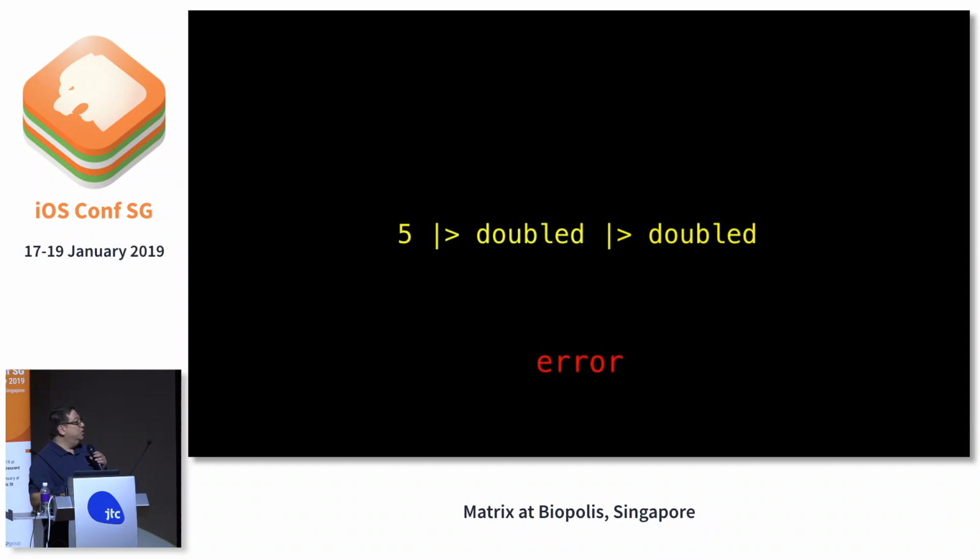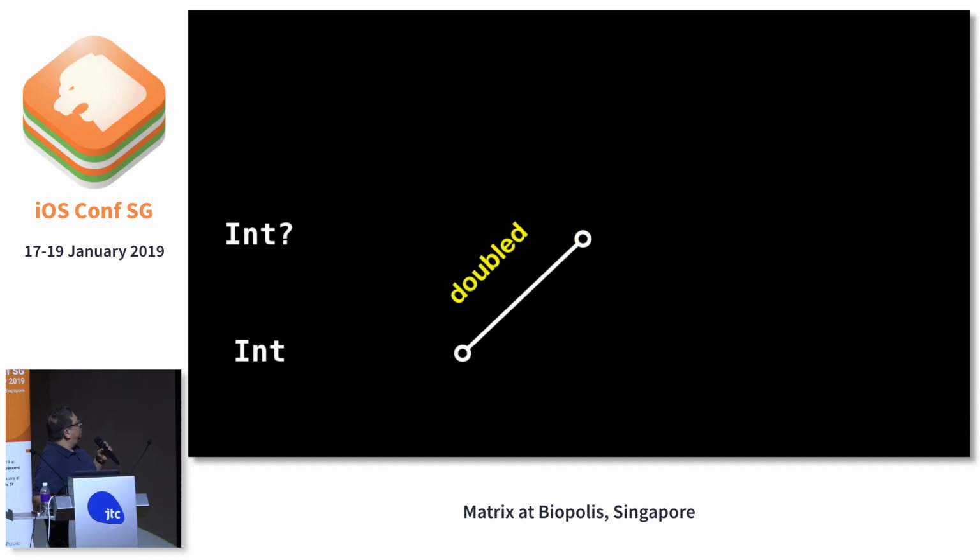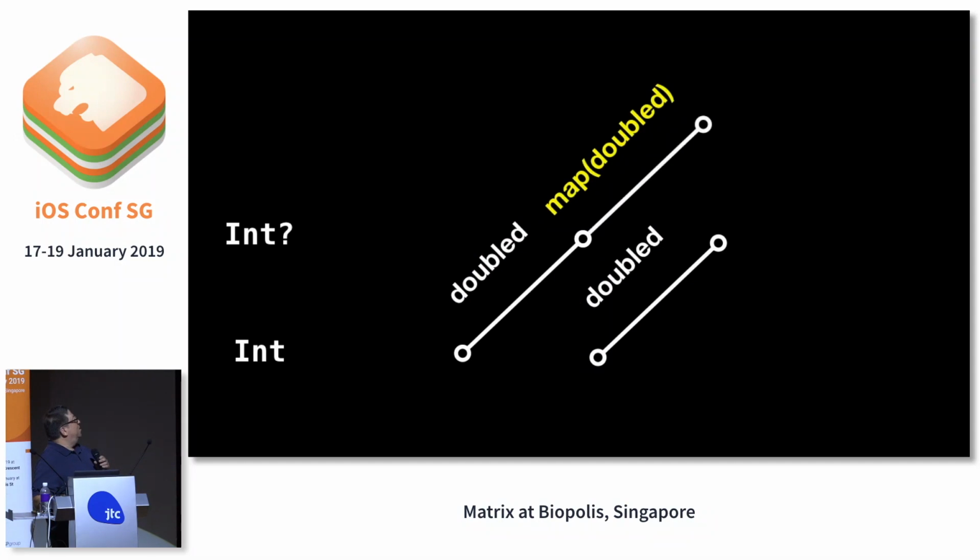And you say, but Daniel, we just learned map. Why don't we map it? It's still an error. Doubled goes from int to optional int, and so doubled into doubled, they again don't match up, and so you say, well, I'm going to use map, and now you've got an optional optional.